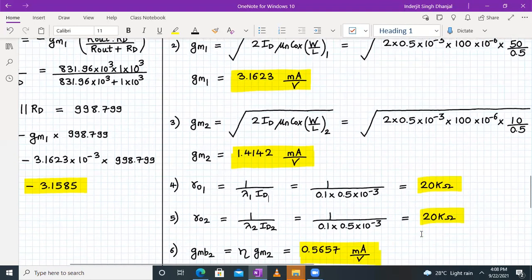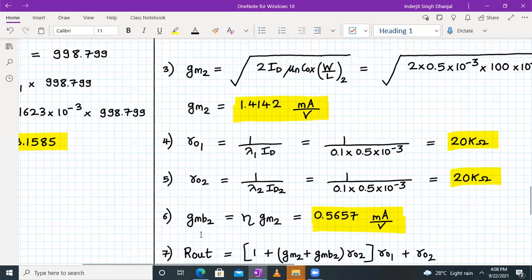Fine. Next we find the value of GMB2. What is GMB2? Eta times GM2. Thank God, because the eta value is given. If the eta value was not given, we would have to find the value of eta, and that would have been extra work. Right now we have the value of eta. We multiply it with GM2 and you will get GMB2 as 0.5657 milliampere per volt.